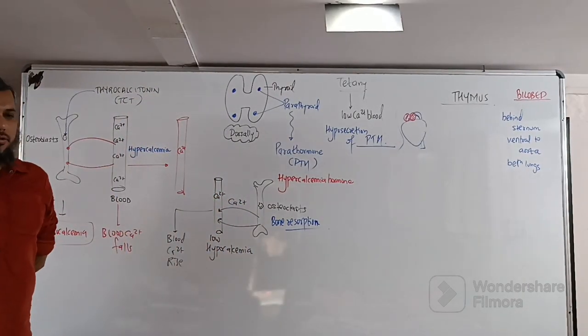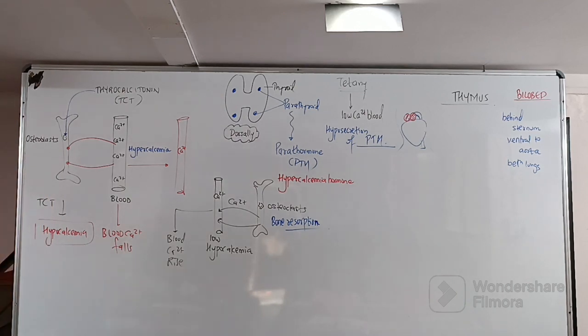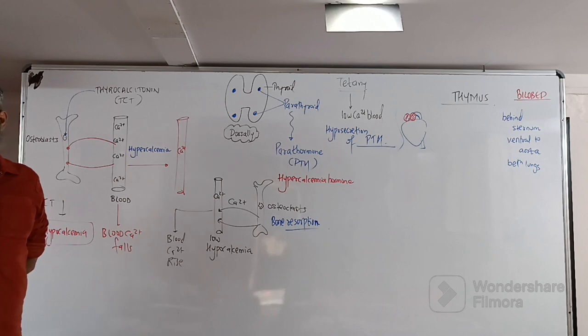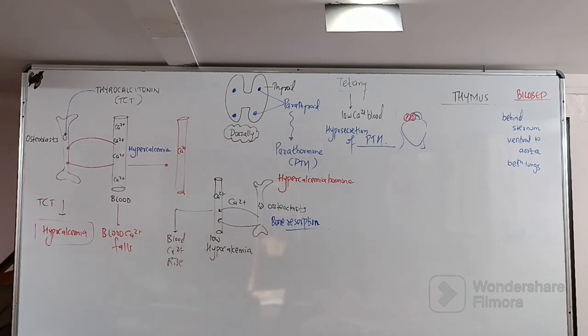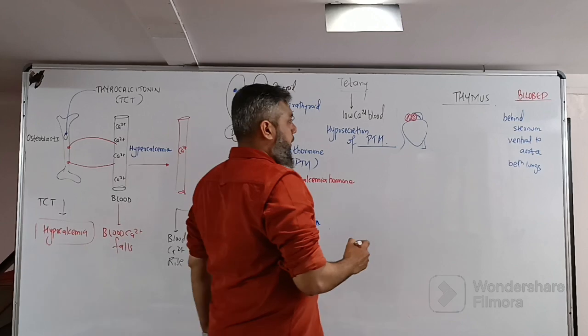Behind the sternum, ventral to the aorta, between the two lungs. It's a bilobed structure. It secretes a peptide hormone, a group of peptide hormones.